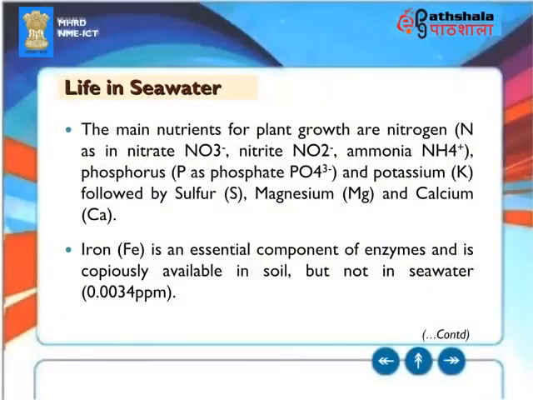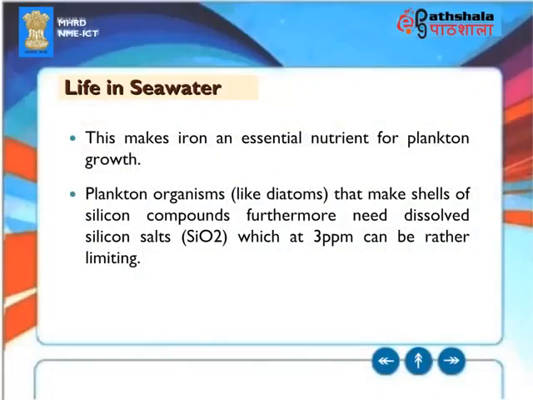The main nutrients for plant growth are nitrogen, N, as in nitrate NO3 minus, nitrite NO2 minus, ammonia NH4 plus, phosphorus, P, as phosphate PO4 3 minus, and potassium, K, followed by sulfur S, magnesium Mg, and calcium Ca. Iron, Fe, is an essential component of enzymes and is copiously available in soil but not in seawater, 0.0034 ppm. This makes iron an essential nutrient for plankton growth.